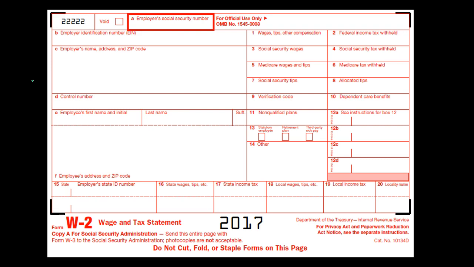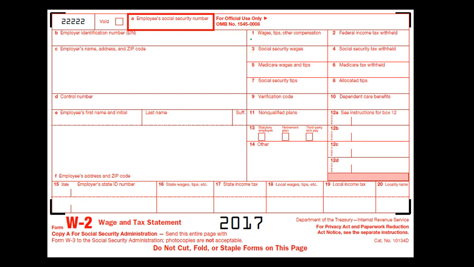If we go through the components of the W-2, we of course have the employer identification number, the EIN number. It needs to be recorded every time we have some type of payroll information for the IRS. We've got the employer's name, address, we've got the control number, then we have the employee's first name and initial, last name, and the employee's address.